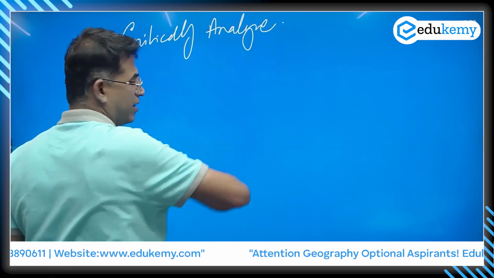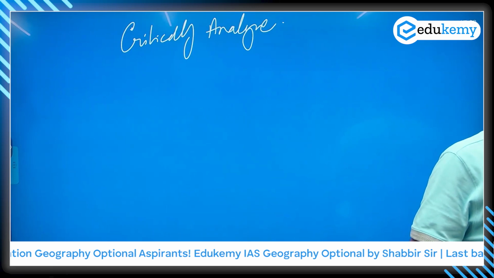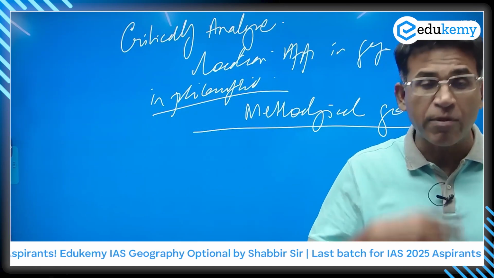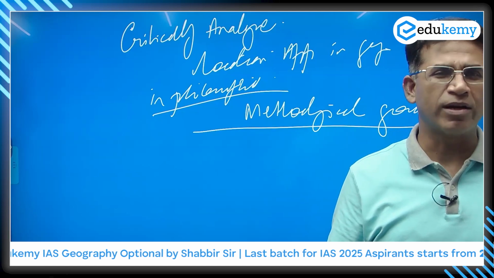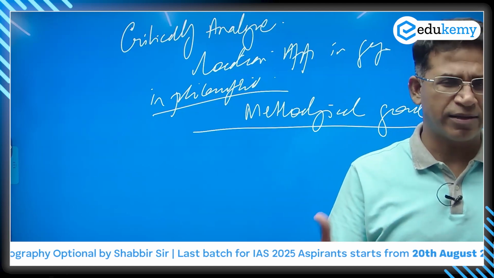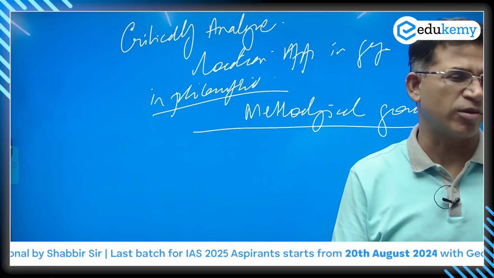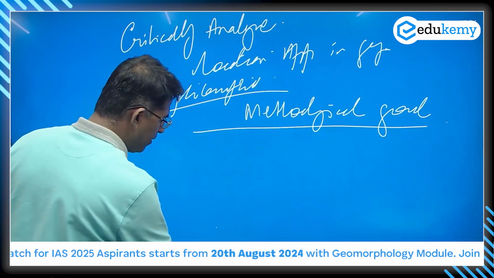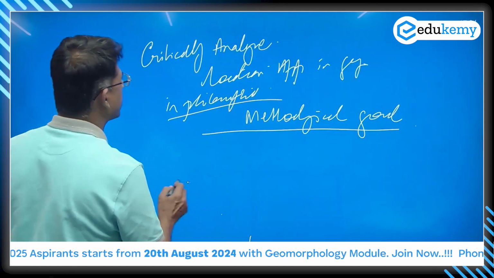Critically analyze the location approach in human geography on philosophical and on methodological grounds. So analyze in philosophy and also analyze in method. What does analyze mean? Tell us good, bad, okay, what are the reasons and so on. So can you think through a few minutes maybe and tell us how you will develop this?